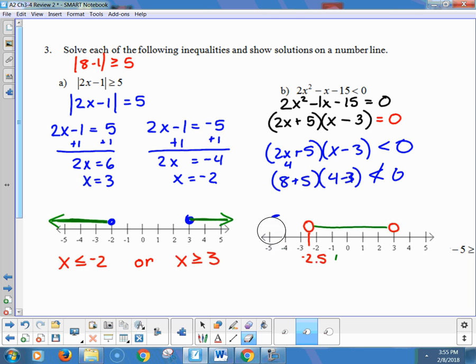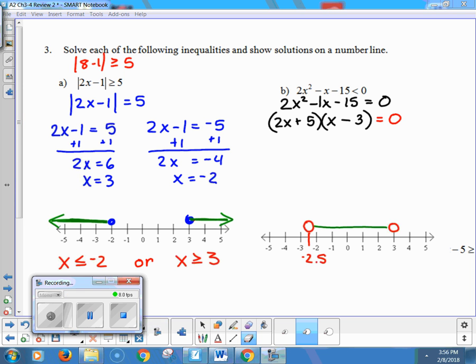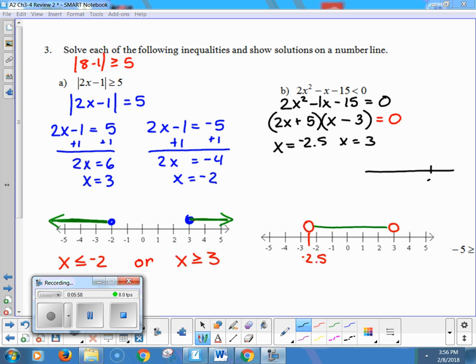So plugging in values is a way to check quadratic functions like this, functions involving x squared. But also, you could just think of these things as being parabolas, meaning when we solved the equation and said x equals negative 2.5 and x equals 3, what we did is we found the x-intercepts of a parabola at 3 and negative 2.5. And since my leading coefficient is positive, I know the parabola must be right side up.